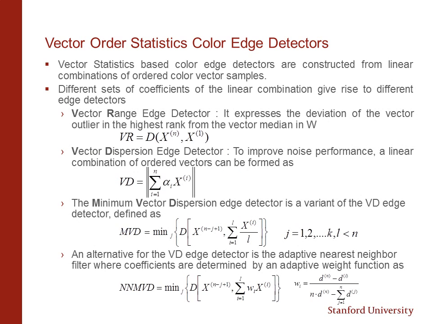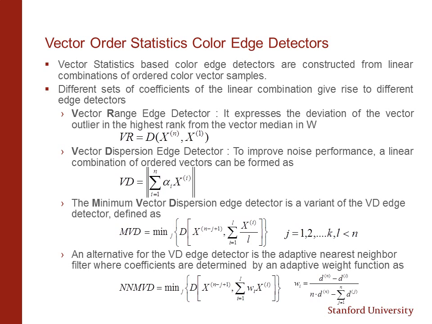The basic idea in the vector order statistics class of color edge detectors is to construct a linear combination of ordered vector samples. In this class, the simplest one is the vector range edge detector, which expresses the deviation of the vector outlier in the highest rank from the vector median in the window W. If we assign certain weights to these coefficients, sum them, and then calculate the norm of the sum, we get the vector dispersion edge detector.